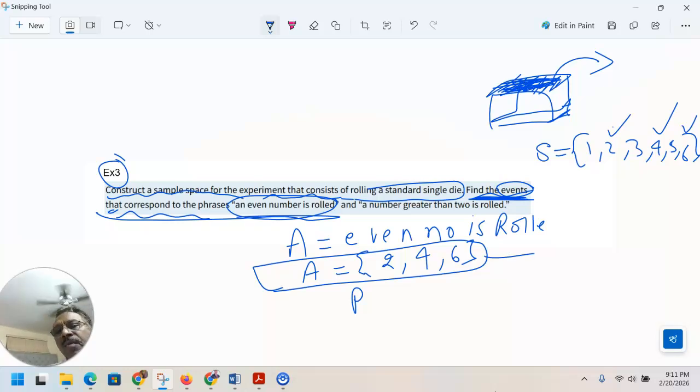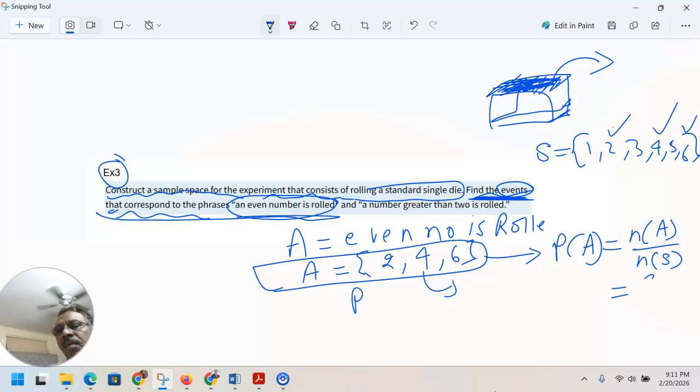But I'm going a little further to show the probability of this event: it is the number of outcomes for that event over the number of total outcomes in the whole sample space. In this case, there are 3 here, and you can see there are 3 of them, 2, 4, 6. So 3 out of 6, which is 1/2. And you're done.